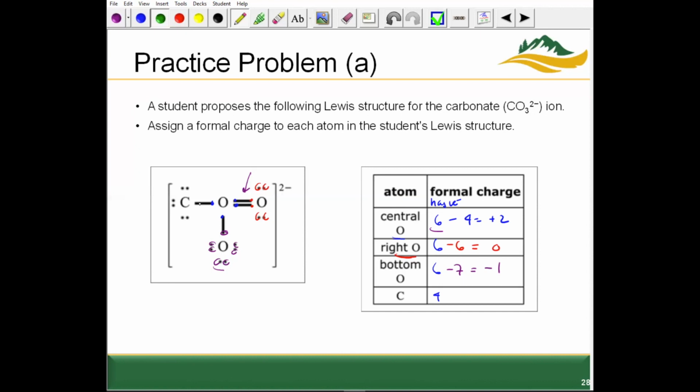Then for this carbon, it's 1, 2, 3, 4, 5, 6, 7. This formal charge then is -3. So +2, 0, -1, and -3. This is clearly not an ideal structure, especially for this -3 and +2. We'd rather have much more minimal formal charges. We want the formal charge to be 0, not anything greater than that, and not anything less than that.